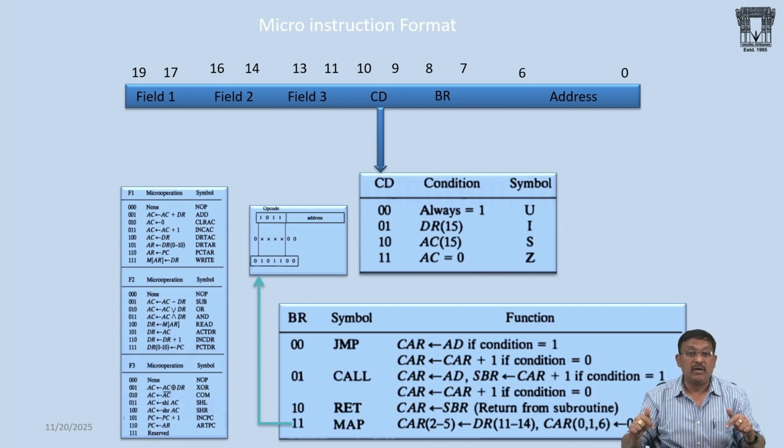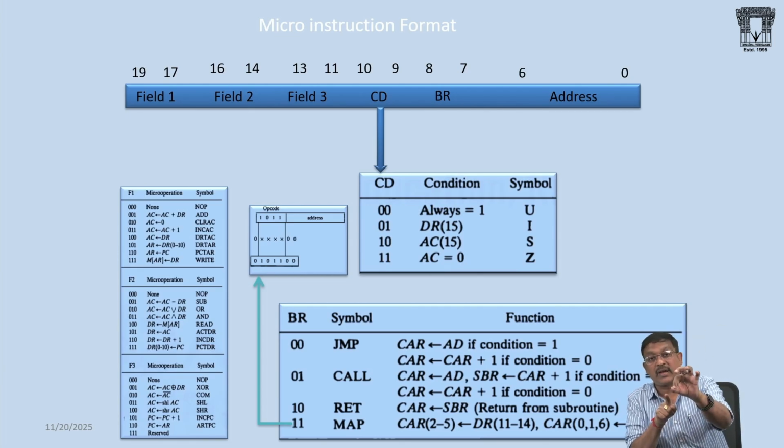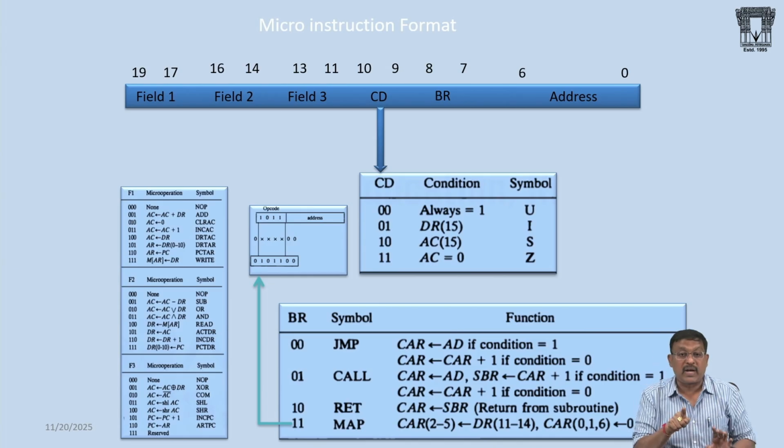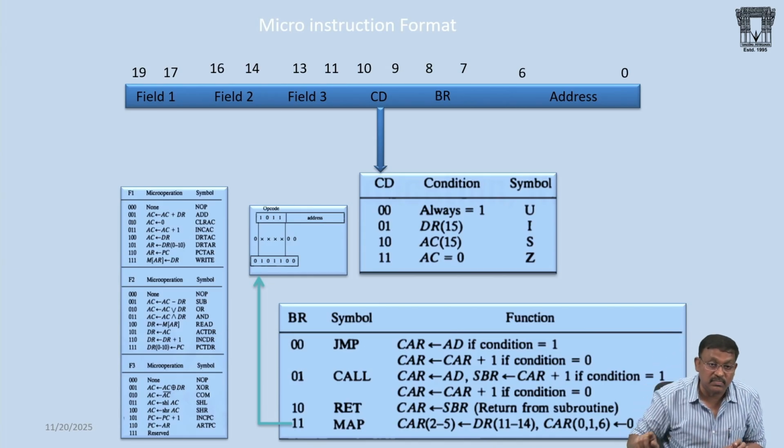This happens only if any of the conditions are satisfied, or unconditionally, if my condition bits are 0, 0. It maps unconditionally because my branch bits are loaded with 1, 1. Got my point? And subsequently, there are certain field bits: 3 bits representing 8 micro operations, these 3 bits representing another 8 micro operations, and these 3 bits representing another set of micro operations.